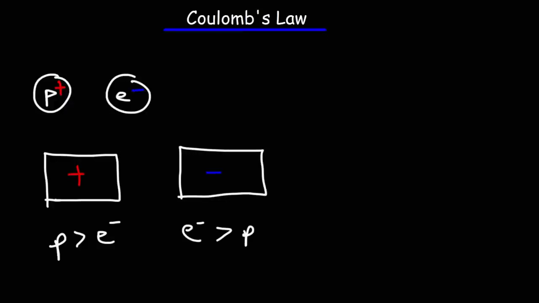So whenever the number of protons and electrons are equal, the object will be neutral in charge. But if you have more protons than electrons, the object will carry a positive charge. If there are more electrons than protons, then it's going to have a negative charge.